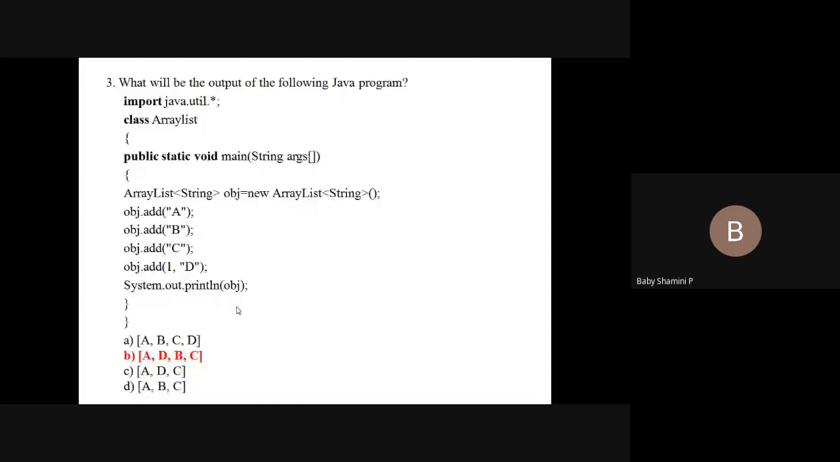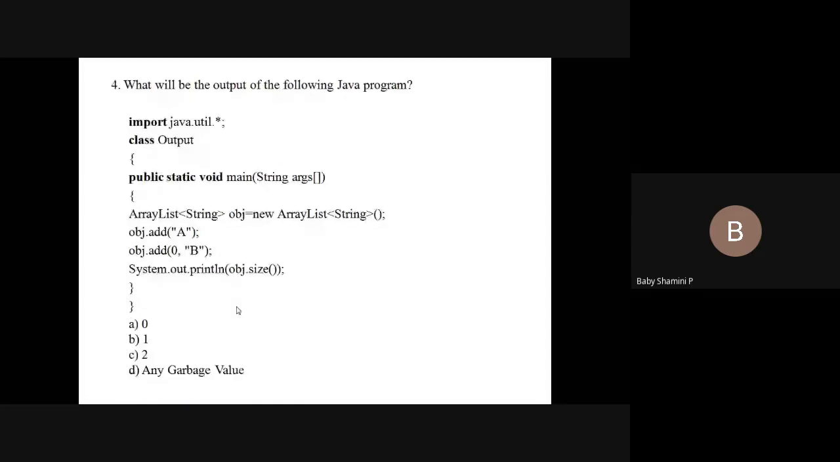So next one, what will be the output of the following Java program? Size of array list. obj.add a. Again at the 0th index I am going to add b value. So what is the size of this array list? So 2. We have 2 elements. Size represents the number of elements in the array list. So answer is 2. 2 is the correct answer.